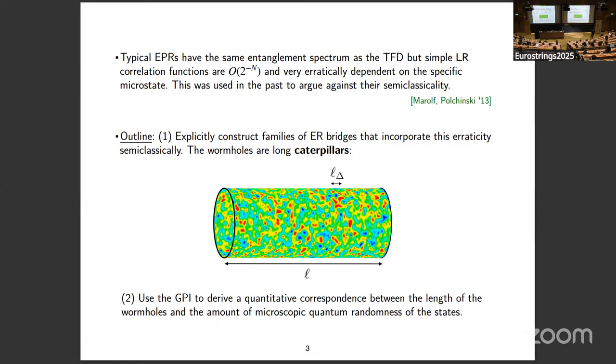Okay? And in the second part of my talk, I will show that the microstates dual to these kind of semi-classical states are actually very close to being typical EPRs of the two black holes. So I will quantify, using the gravitational path integral, a correspondence between a microscopic measure of how random the states look and a semi-classical property of the geometry, like the length of the wormhole. So in some sense, I will derive a correspondence between quantum randomness, holographic quantum randomness, and the emergence of the length of the wormhole in the black hole interior.